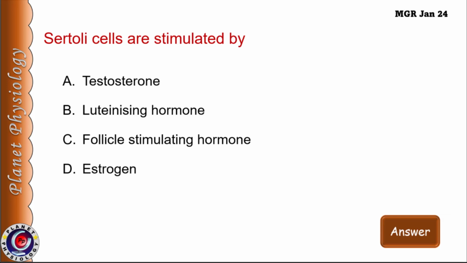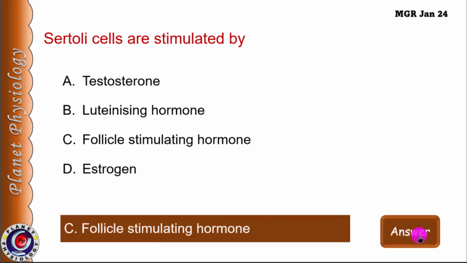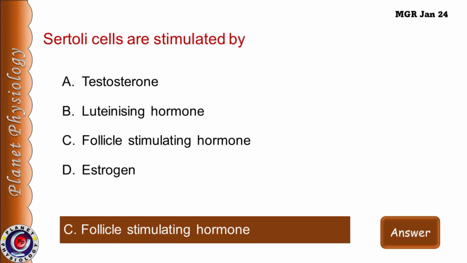Next question. Sertoli cells are stimulated by A. Testosterone, B. Luteinizing hormone, C. Follicle stimulating hormone and D. Estrogen. The correct answer is option C, follicle stimulating hormone. FSH stimulates Sertoli cells to produce androgen binding proteins and other substances which help in sperm development.